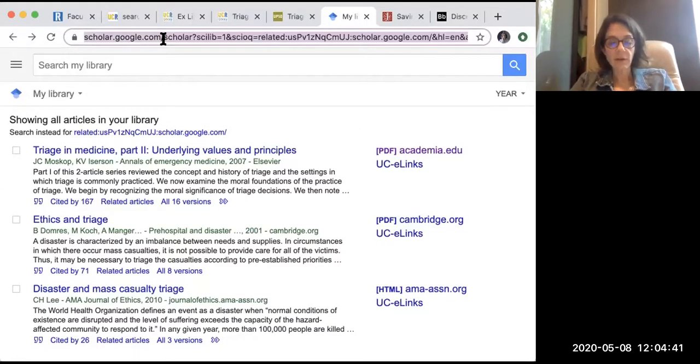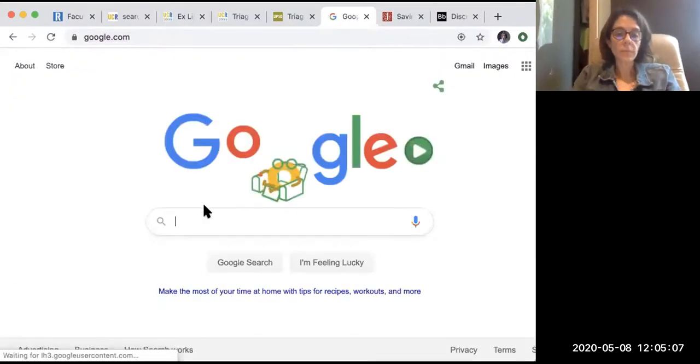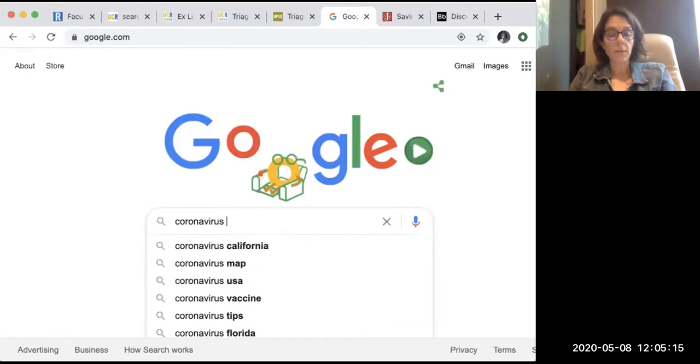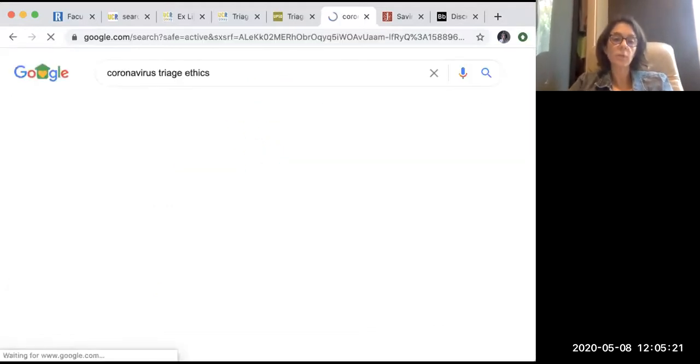And now let's extend out to the appropriate types of secondary, primary source material that would be acceptable for academic papers. Okay, so let's just go to Google. Let's go to now, because we can look in the present, coronavirus triage ethics. Let's see if that helps us anywhere.